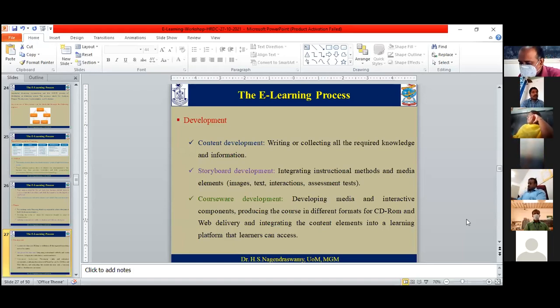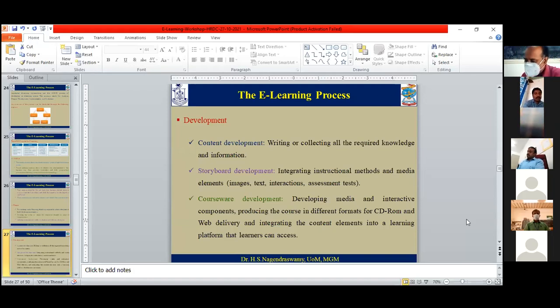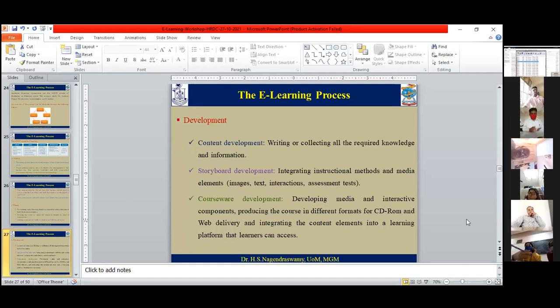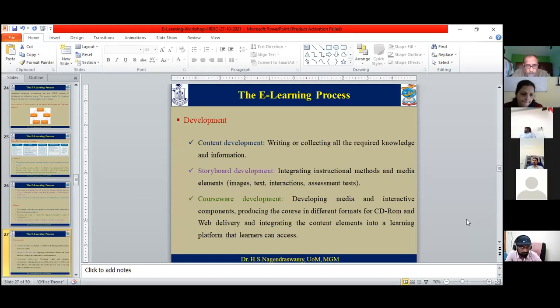And then storyboard development, like integrating instructional methods and media elements like images, text, interactions, assessment, tests, everything should be kept in the storyboard development. Because when a student is interacting online with the course you have offered, you have to provide all these facilities to the students to attend the classes online, right? Answer your questions online, assessment online, etc. So that's what storyboard development is.